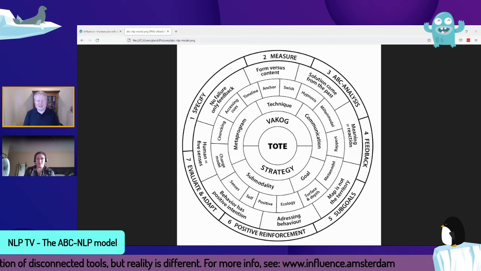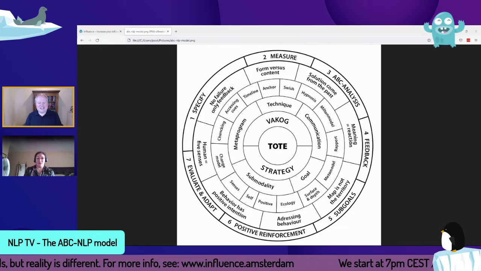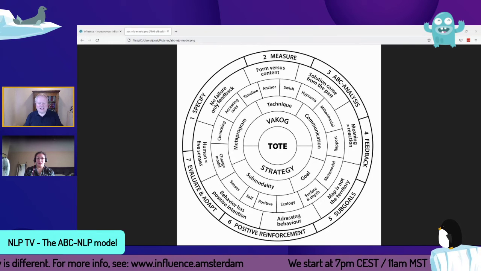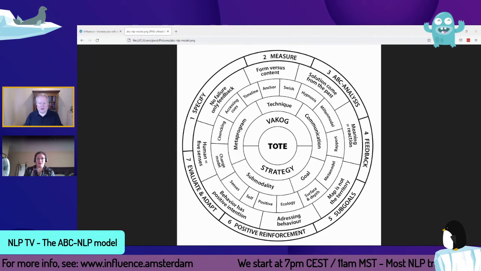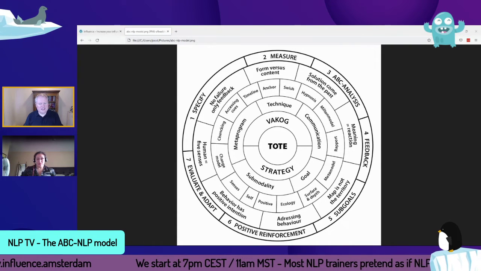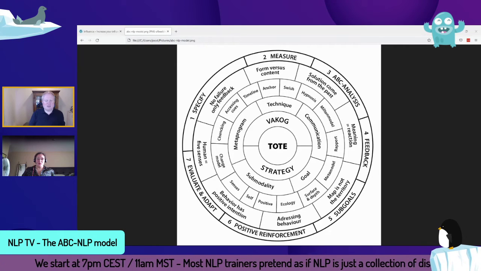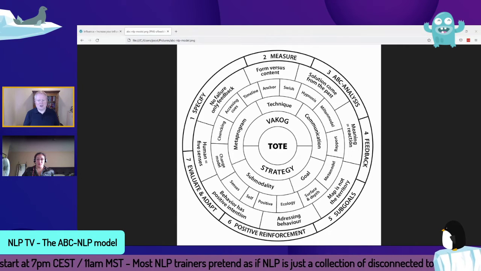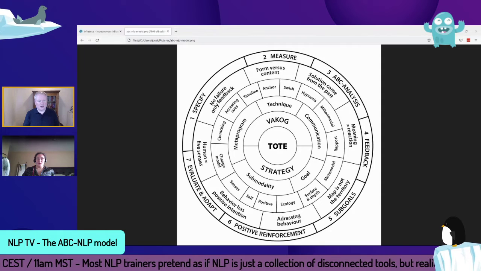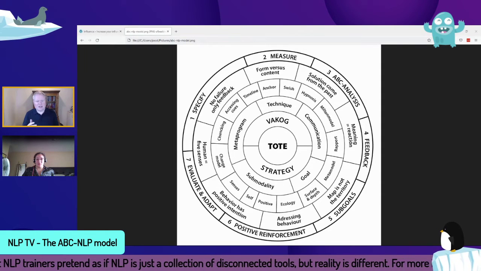So that leaves only 2 circles left. I already discussed a lot about NLP strategies. A strategy is basically the NLP way of mapping human behaviors. Applied behavior analysis does it through the ABC model, and NLP strategies do it on their own way by using the 5 senses and submodalities and meta-programs.